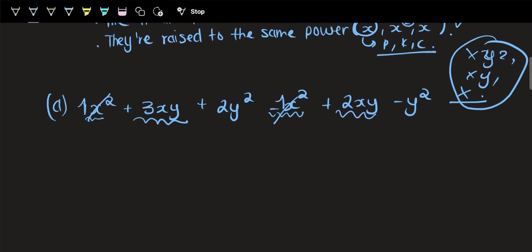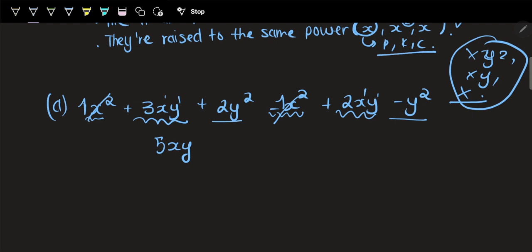Okay, so we see that both have x and y, they're both multiplied to x and y, and they're both raised to the power of 1. Thus, they are like terms. So we collect them. 2 plus 3 is 5, so 5xy.